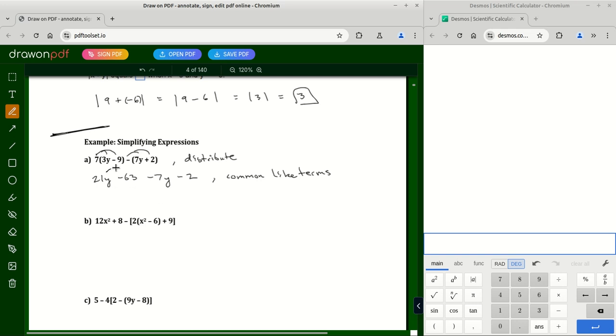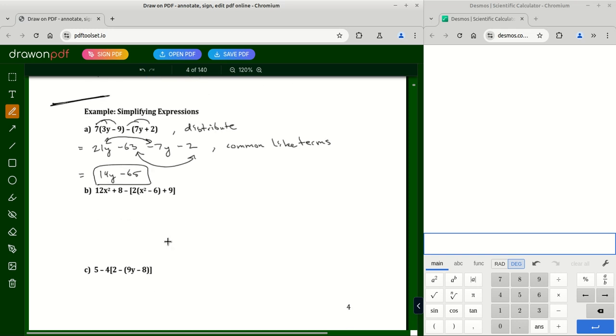Combine like terms. So these y's hang out together, and then the numbers get together as well. So my y's, I now have 14y. And then here I got a -65. There's nothing else to do, and so we're done. And there you go. Let's do another one.